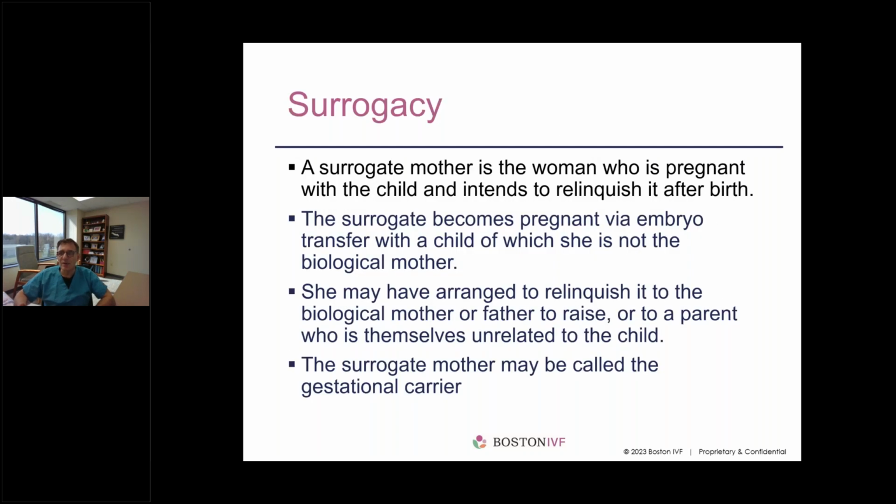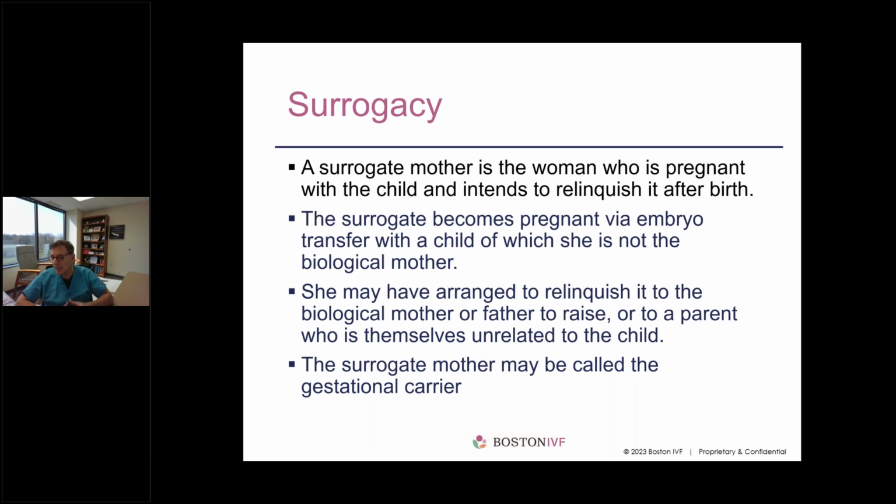I will talk now about surrogacy. So basically, a surrogate mother is a woman who's pregnant with a child and intends to relinquish it after birth. Surrogate comes from the Latin, and it means substitute. So she's kind of the substitute mother, the person who's going to carry the baby. Once the baby's born, she's going to give the baby back to the biological parents. The surrogate becomes pregnant via embryo transfer with a child of which she is not the biological mother.